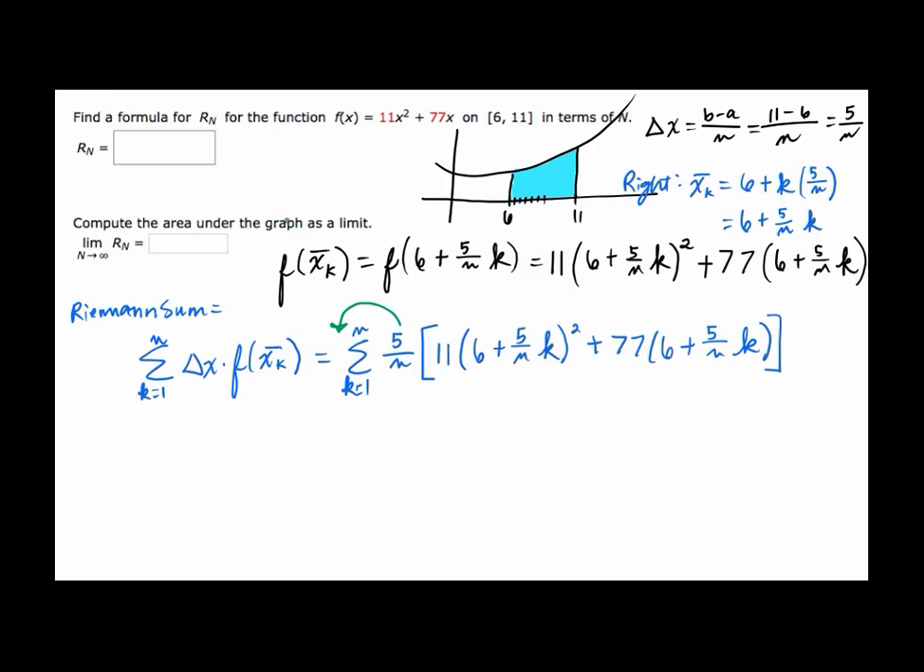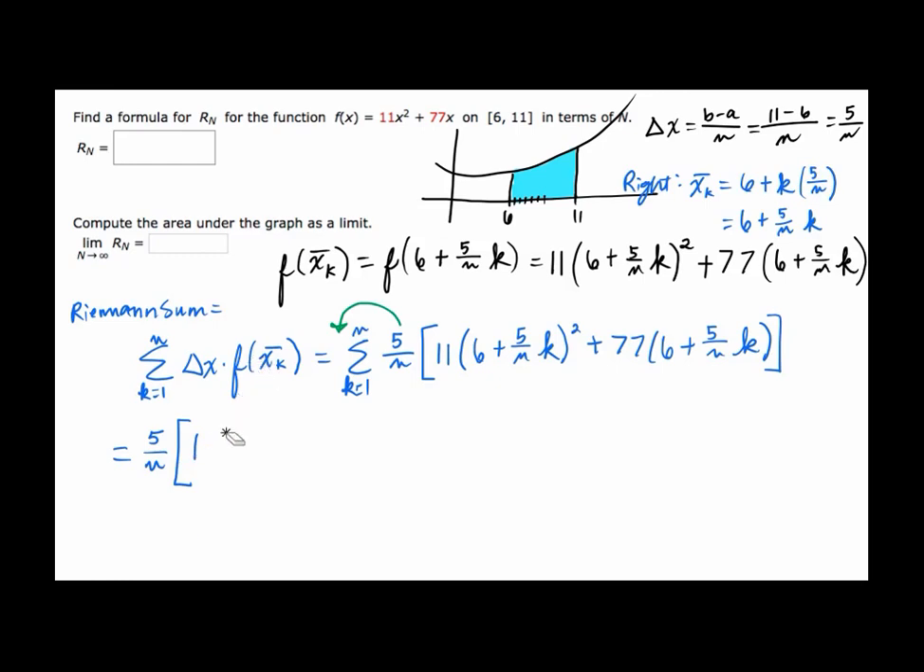Although I'm not going to do that quite yet, I think I'll go ahead and expand and simplify this expression a little bit first before I distribute the summation. So for simplicity, I'm pulling out the 5 over n. That's this 5 over n right there. Okay, let's go ahead and FOIL this.